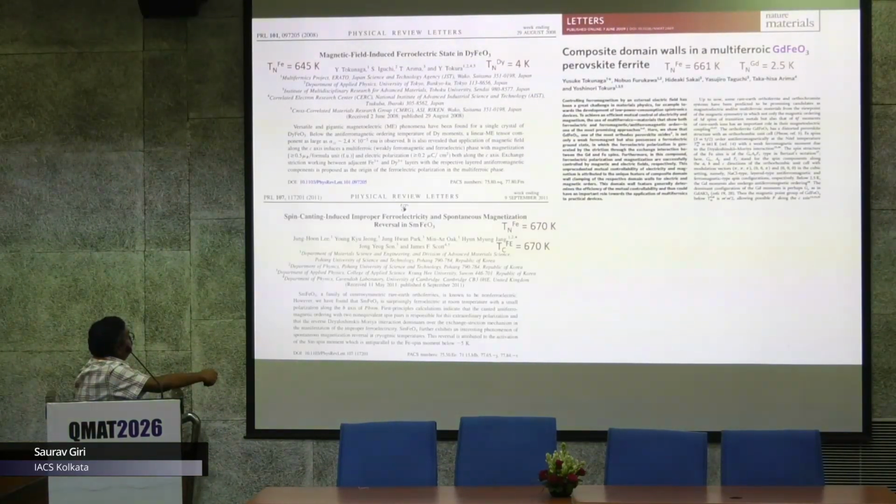After 3 years, there was another report on samarium ferrite, and the authors claimed that in that case the iron moment ordering was at 670 Kelvin, and they also observed the ferroelectric order at that temperature. They pointed out that there is a spin canting which leads to the ferroelectricity, and that was really a remarkable breakthrough.